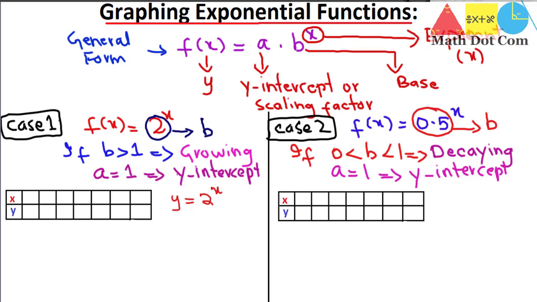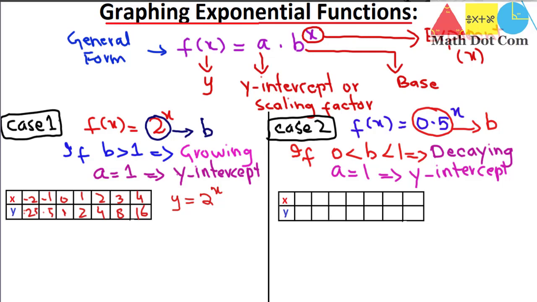So I'll start with minus 2. If we put the value of minus 2 in the given function y is equal to 2 raised to power x, we will get 0.25. If we put the value of minus 1, we will get 0.5. Then 0, it will be 1. Then on 1, it will be 2. And for 2, it will be 4. For 3, it will be 8. And for 4, it will be 16. So these are just the values for plotting the graph.